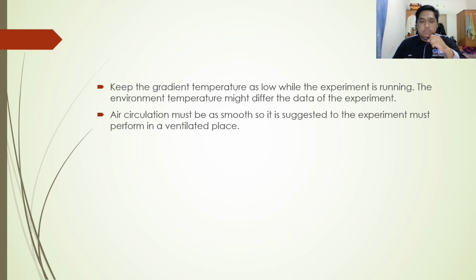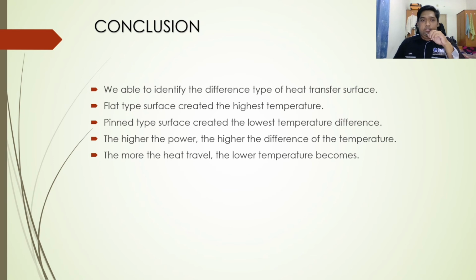For conclusion, from the experiment, we learned that we are able to identify the different types of heat transfer surface. Flat type surface creates the highest temperature. Pin type surface creates the lowest temperature difference. The higher the power, the higher the difference of the temperature, and lastly, the more the heat travels, the lower the temperature becomes. That's all for us. Thank you.